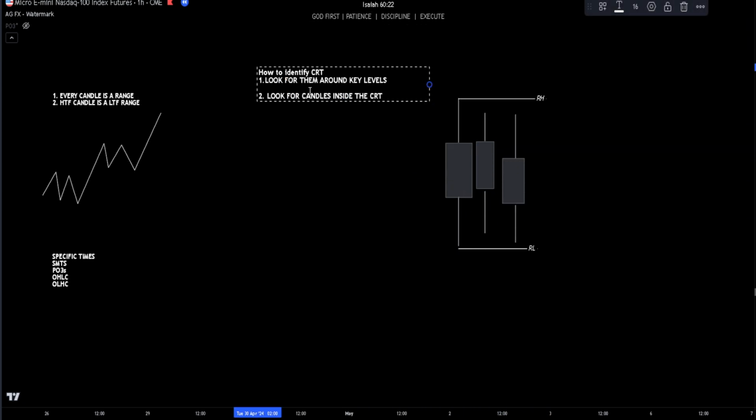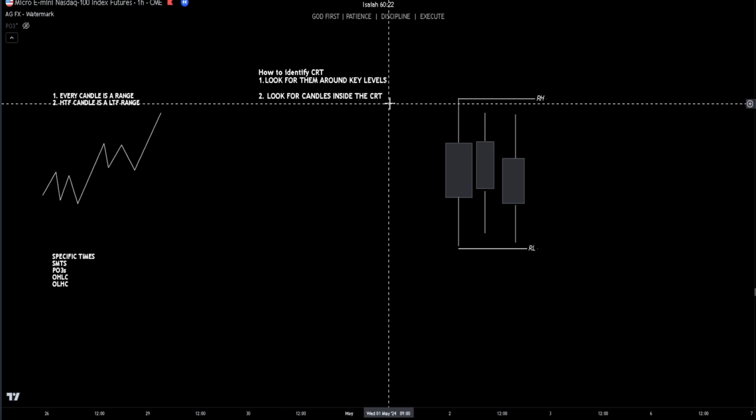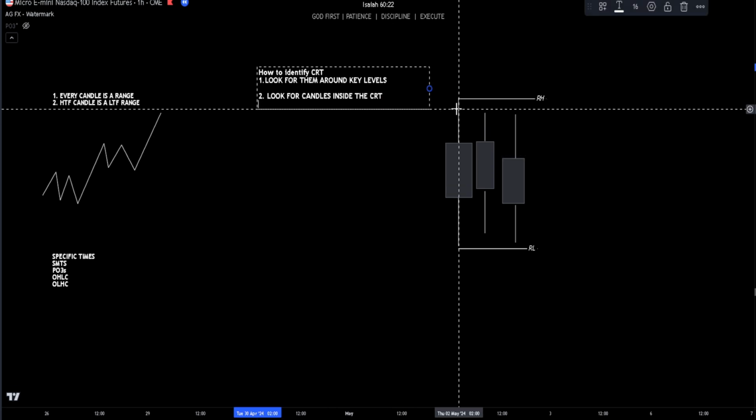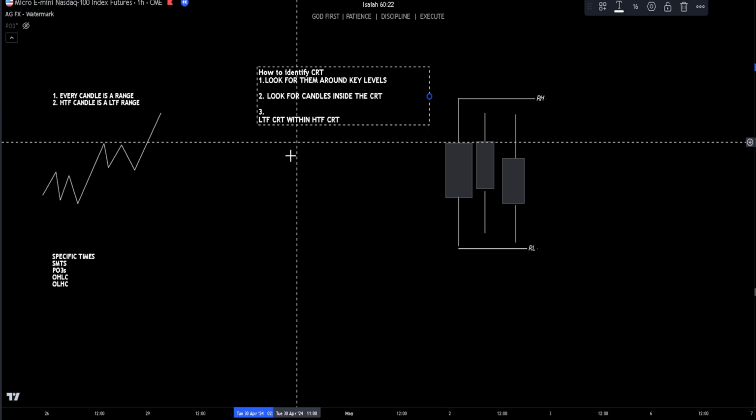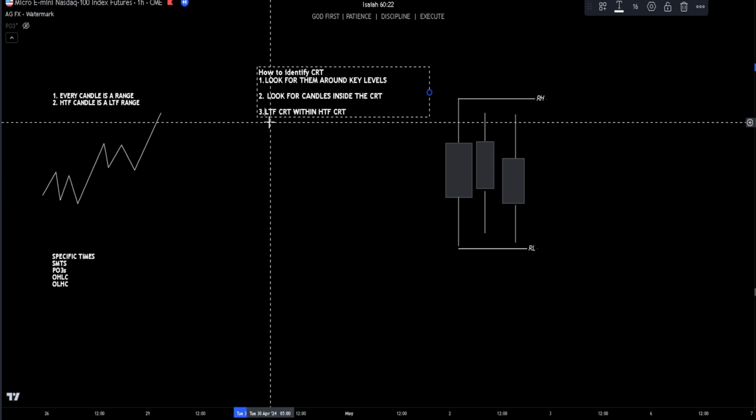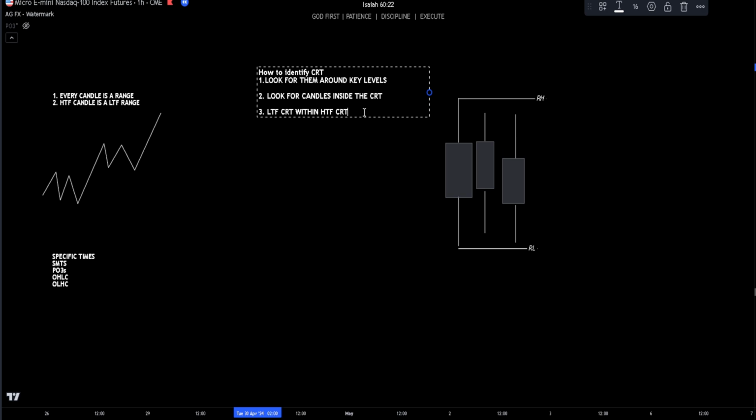And number 3 for how to identify CRTs. Lower time frame CRT within higher time frame CRT are the highest probable. There's a very high probability that price will go your way.